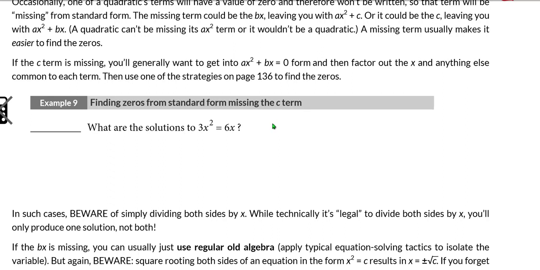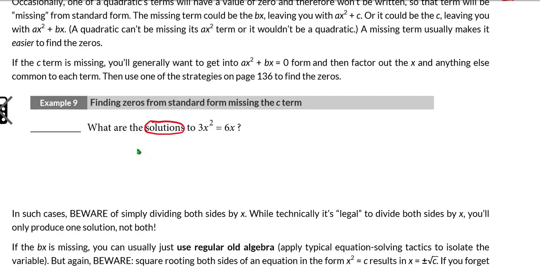So for example 9, what we are going to do is, first of all, circle solutions. By the way, you might want to try this question on your own. Most students should be prepared at this point to solve this question on their own. So if you want to solve it on your own, pause the video and then come back and join us. We need the solutions to this equation here.